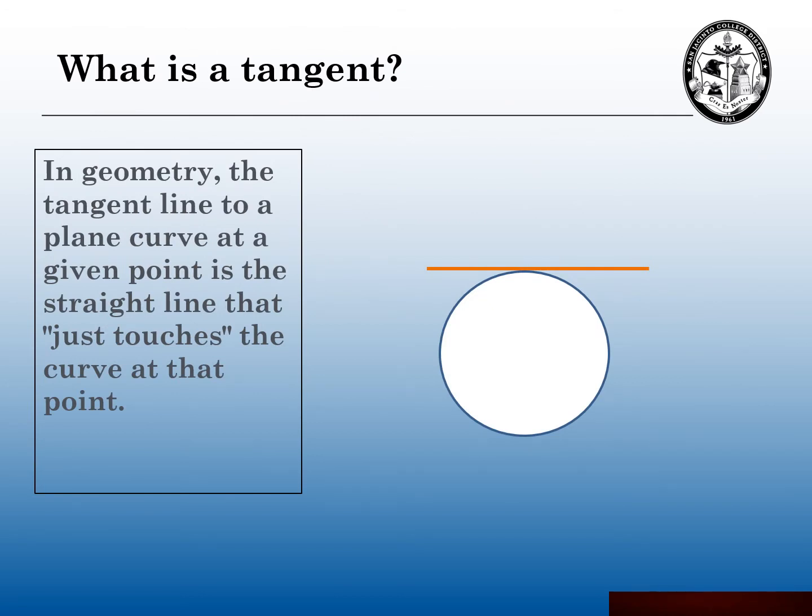What is a tangent? In geometry, a tangent line to a plane curve at a given point is a straight line that just touches the curve at that point. So this straight line would just touch the curve of this circle right here, and that is called a tangent.